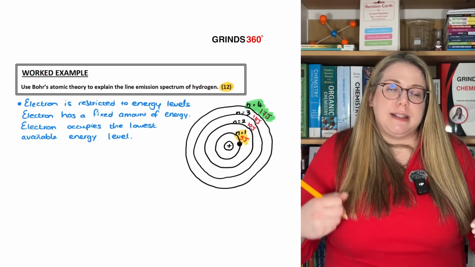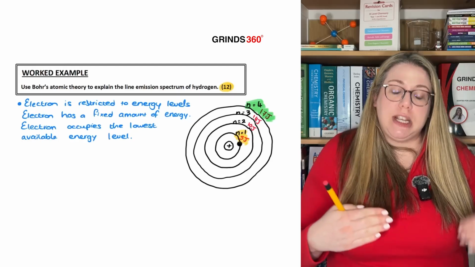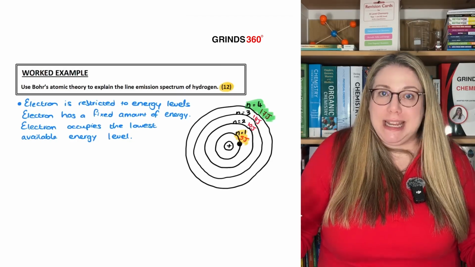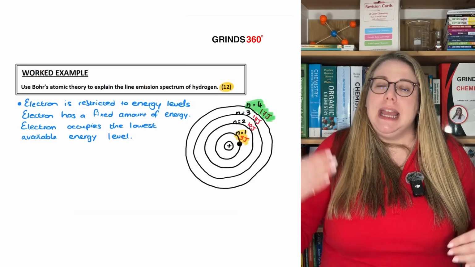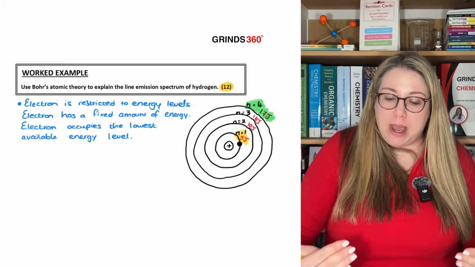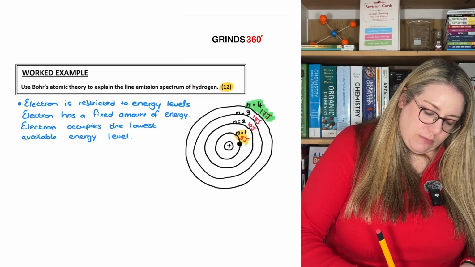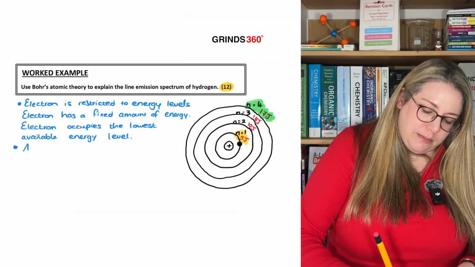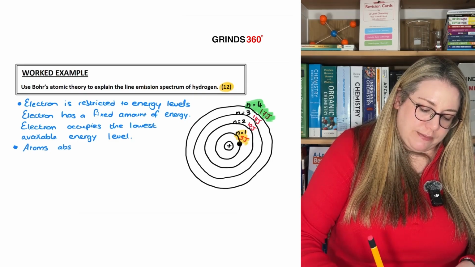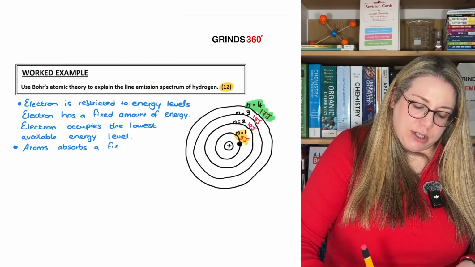your electron is not going to spontaneously move from having 5 joules of energy up to 17. It can't just magically, mystically gain a certain amount of energy. That energy has to be provided to the atom in a specific way. So that's where you come in. Your atom absorbs a very specific amount of energy. So your atom absorbs a fixed amount of energy.